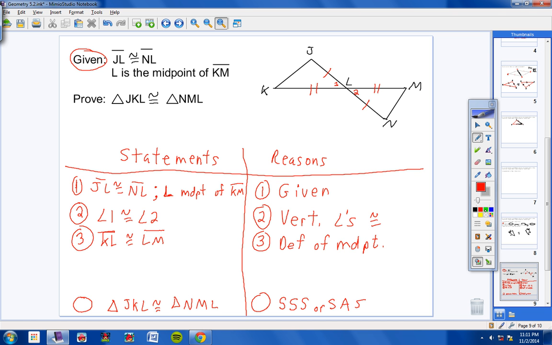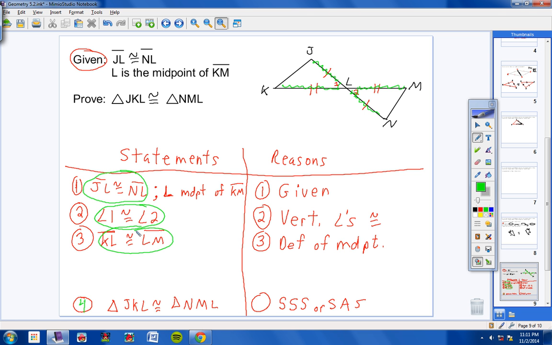So look what you've stated, students, so far in your proof. You stated JL is congruent to NL, so this is congruent to this. Angle 1 is congruent to angle 2, so this angle here is congruent to this angle here. And you stated that KL is congruent to LM. So you have side, angle, side of one triangle congruent to side, angle, side of another triangle. So you're done. This is step 4.